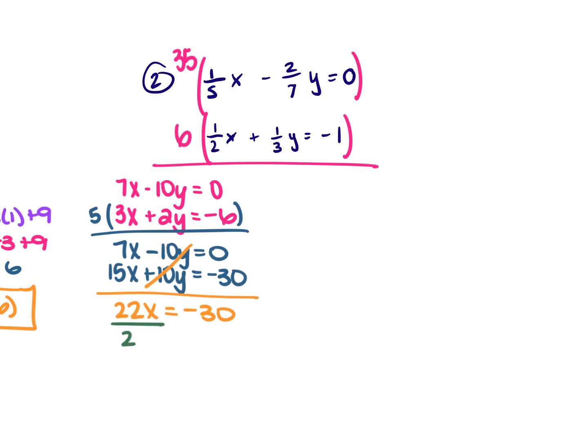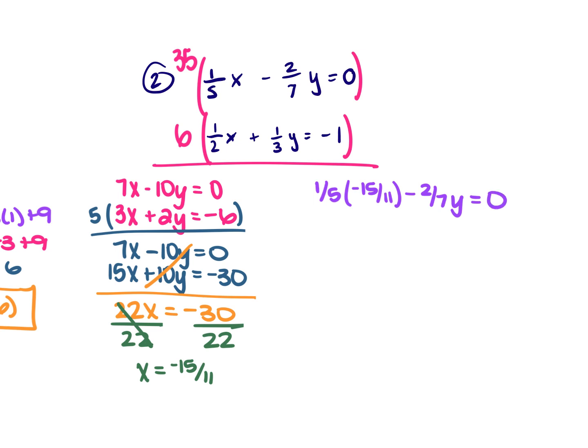Divide each side by that 22 and simplify your fraction. That negative 30 and that 22 are both divisible by 2, so that gives you negative 15 over 11. Now, easiest equation to work with is that top one. The reason why is because you're not going to have to change denominators when you plug that negative 15 over 11 in. So if we do that, we're going to have 1/5 times negative 15 over 11 minus 2/7 times y is equal to 0.